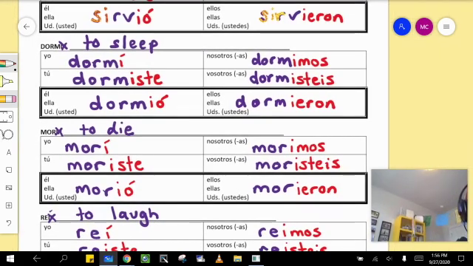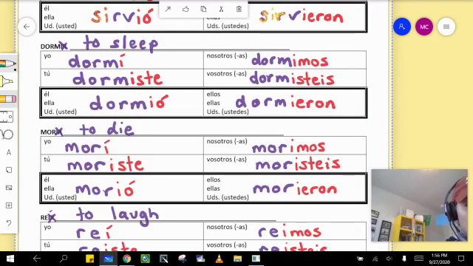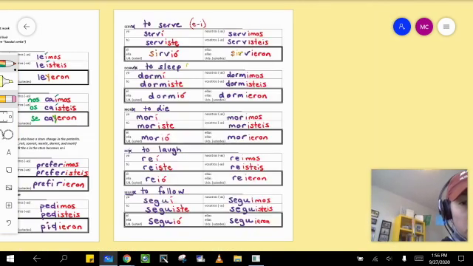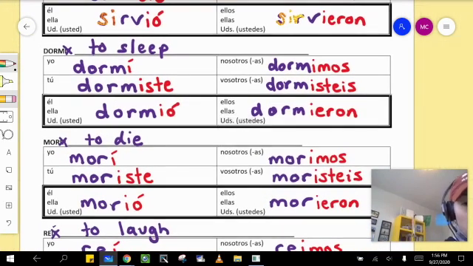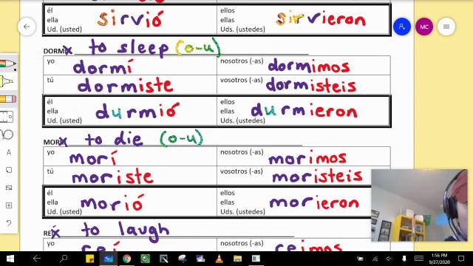Okay, dormir and morir are what we call, let's stick with our magical rainbow color here, O to U. Dormir has an O to U stem change, and morir has an O to U stem change as well. So inside the box only, I'm going to erase my O. I'm going to change it to a U. And to say she slept, durmió, they slept, durmieron.